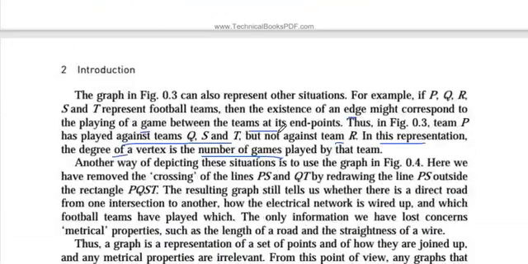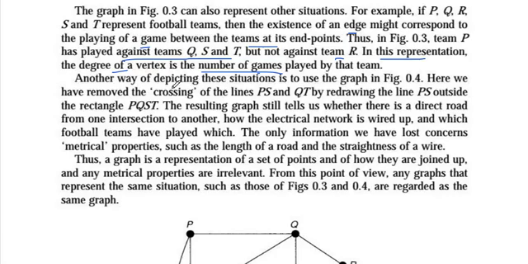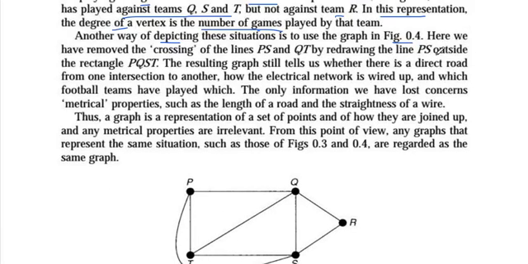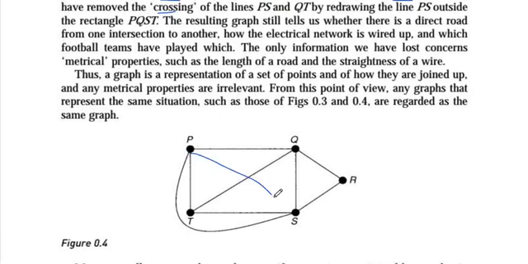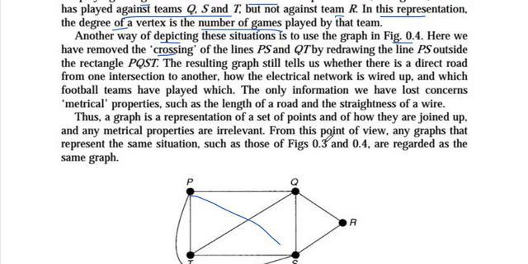Now, the next graph is another way of depicting this situation, using the graph in this figure, where we have removed the crossing of lines PS and QT. We have made a different route. The resulting graph still tells us whether there is a direct road from one intersection to another.